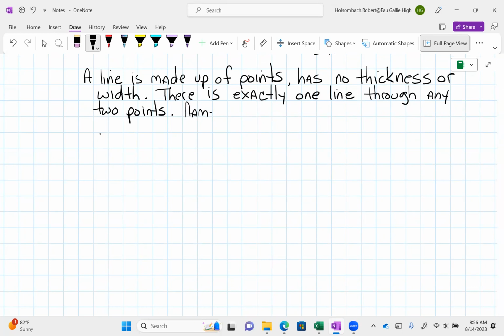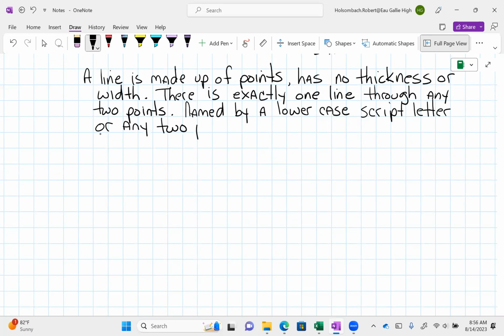It's named by a lowercase script letter or any 2 points on the line. So here we go, a line.